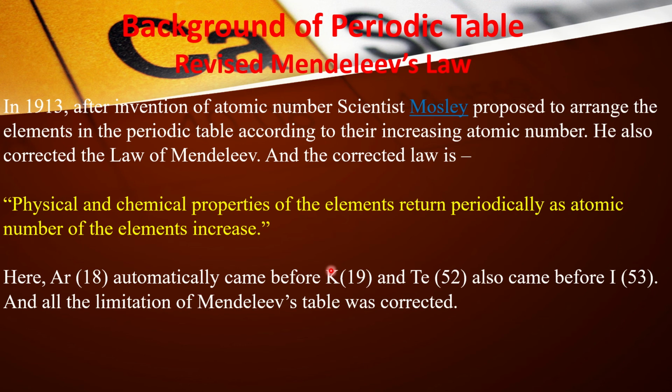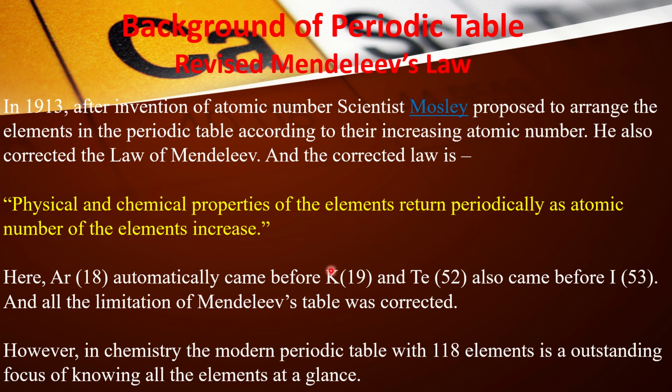So argon comes with other inert gases and potassium goes to other alkali metals, and tellurium and iodine also. The atomic number of tellurium is 52 and the atomic number of iodine is 53. So iodine will be seated after tellurium, so iodine will go to the halogen group, and all the limitations of Mendeleev's table were corrected.